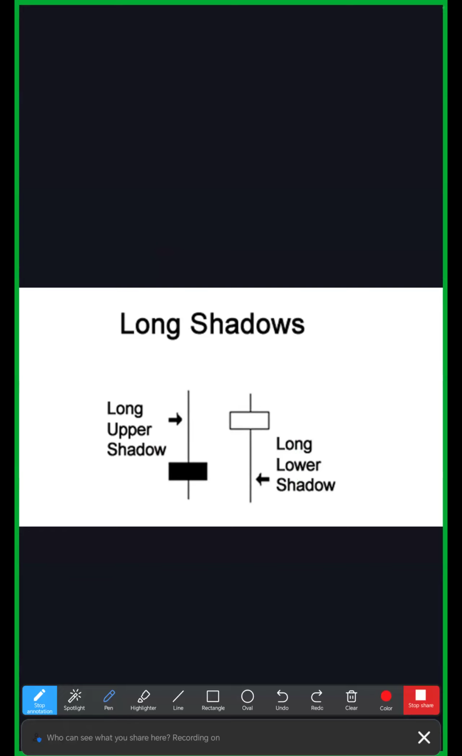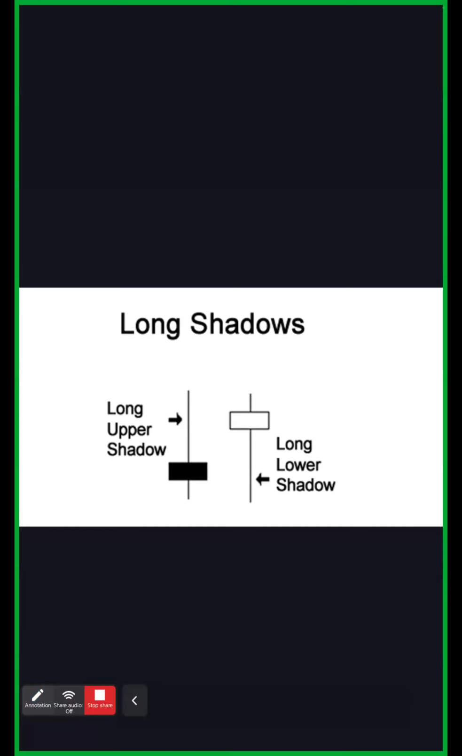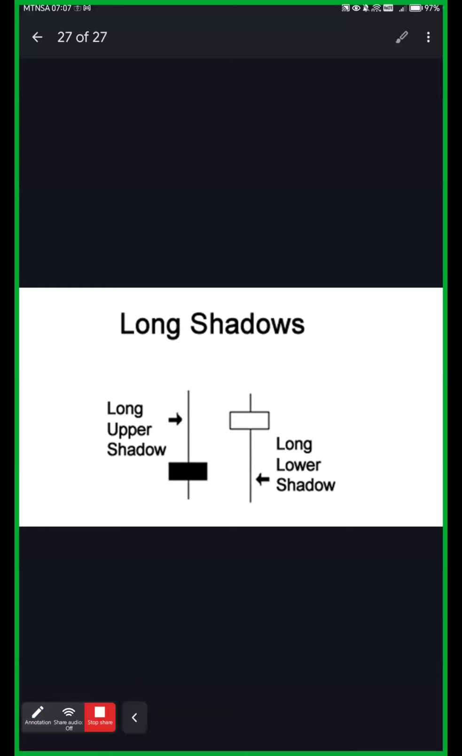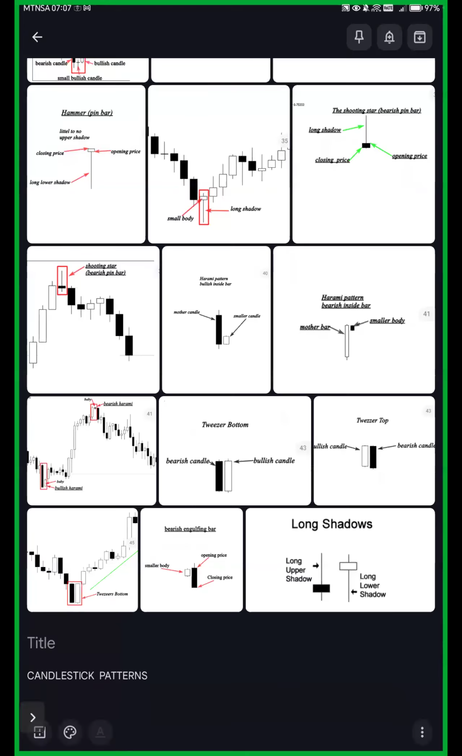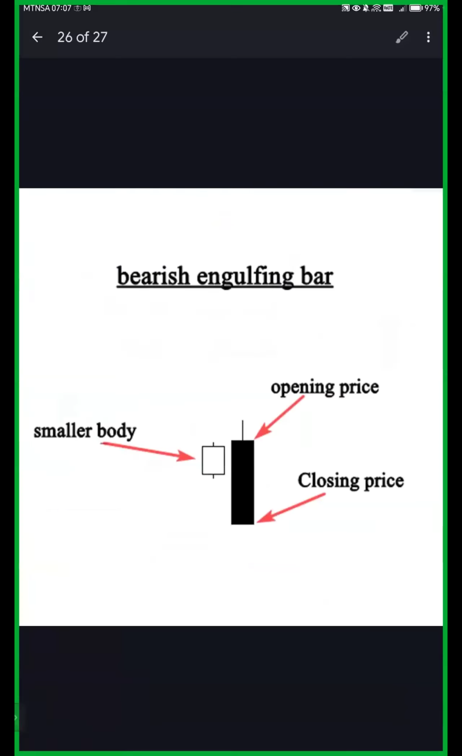Now, in your process of understanding the language, you are going to start identifying chart patterns. You're going to start identifying chart patterns. You are going to find chart patterns that look like this. The formation, you will find them, some of them looking like this.